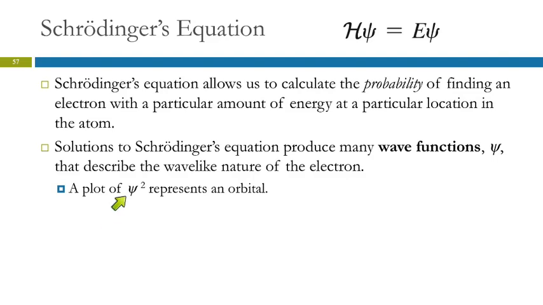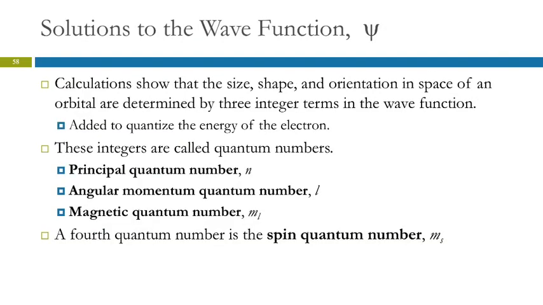And if we plot that wave function squared, that represents an orbital. Just bear with me here. Calculations looking at the size, the shape, and the orientation in space of these orbitals are determined by 3 different integers that are plugged into that wave function.